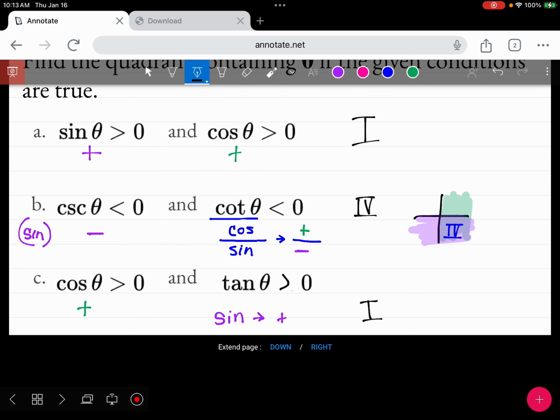Okay? So on the ones where it's just asking us to find the quadrant, that's what we're looking for here. Are my sines positive or negative? Are my cosines positive or negative?